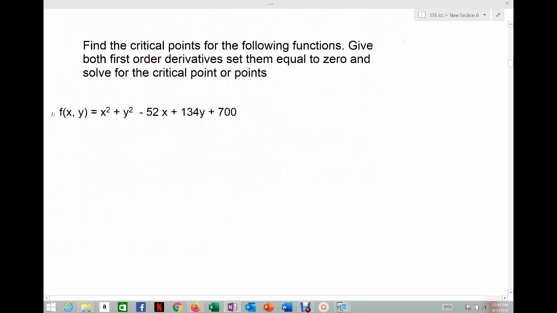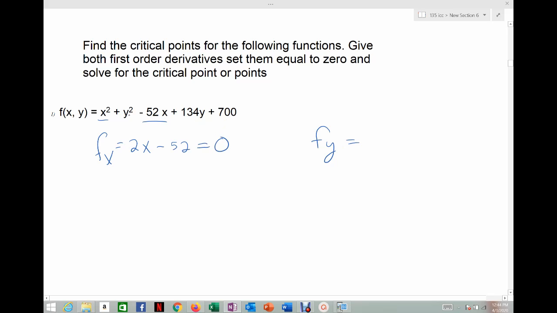So now we're going to find our critical values. Find our first order derivatives, set them equal to 0, and then solve using one of those three methods. Find the derivative with respect to x, and the derivative with respect to y. First, the derivative with respect to x. There's only the two x terms, so the derivative of x squared is 2x. That zeroes away. Negative 52, and the rest zeroes out. Again, set it equal to 0. Otherwise, you can't do the math.